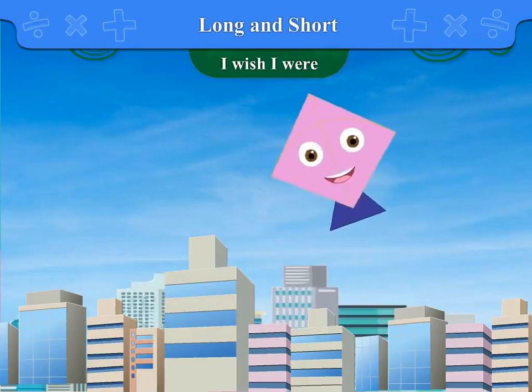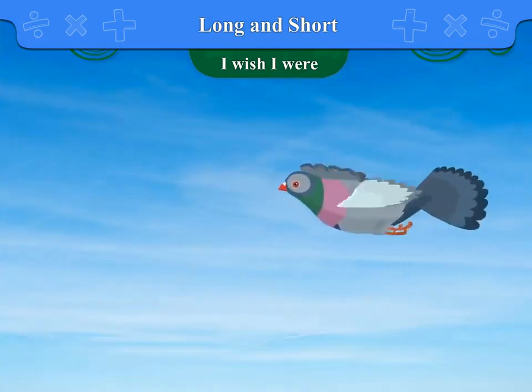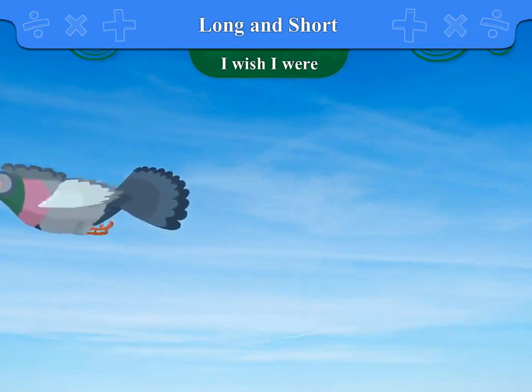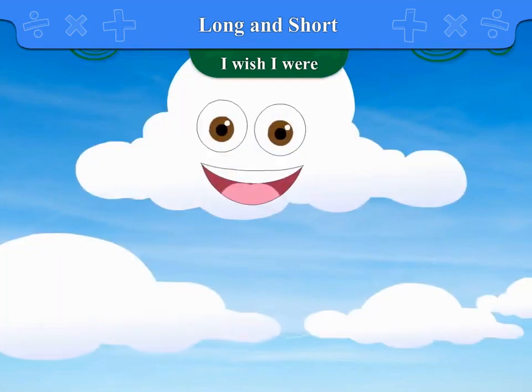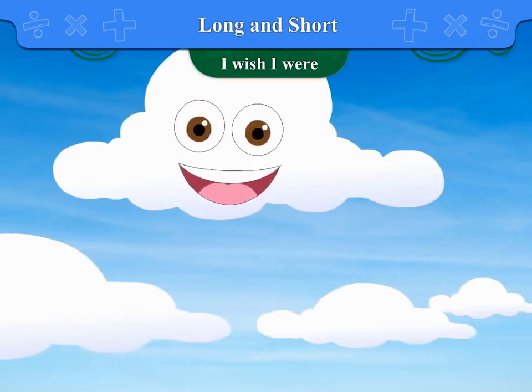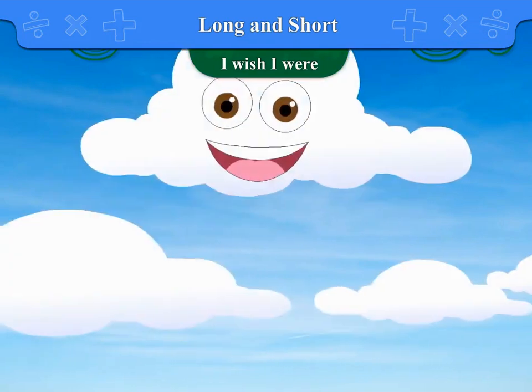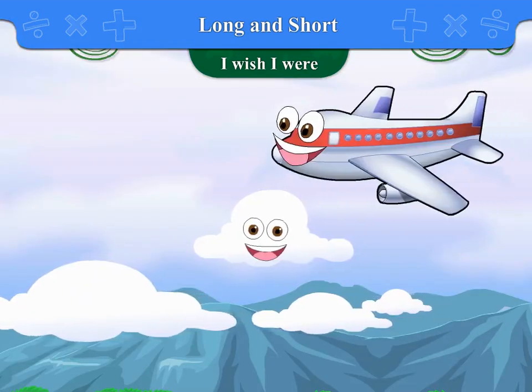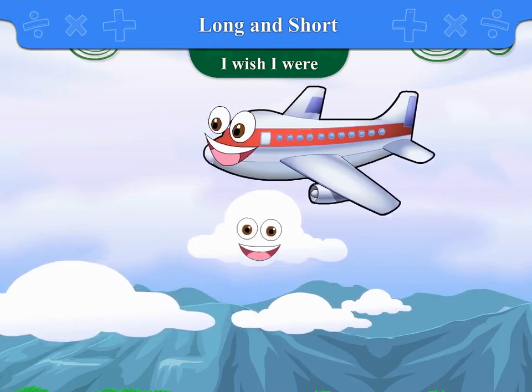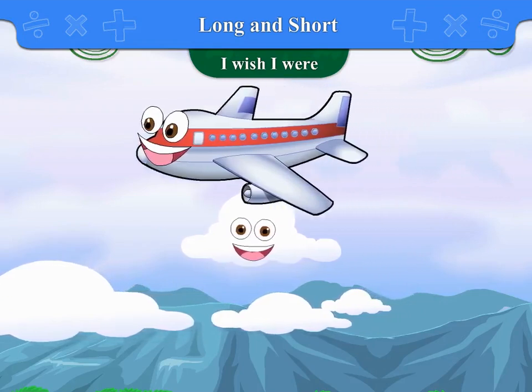I wish I were a kite, so that I could rise above the building's height. I wish I were a bird, so that I could fly and reach above the kite. I wish I were a cloud, so that I could move above those little birds. I wish I were a plane, so that I could rise above the cloud and the hills.